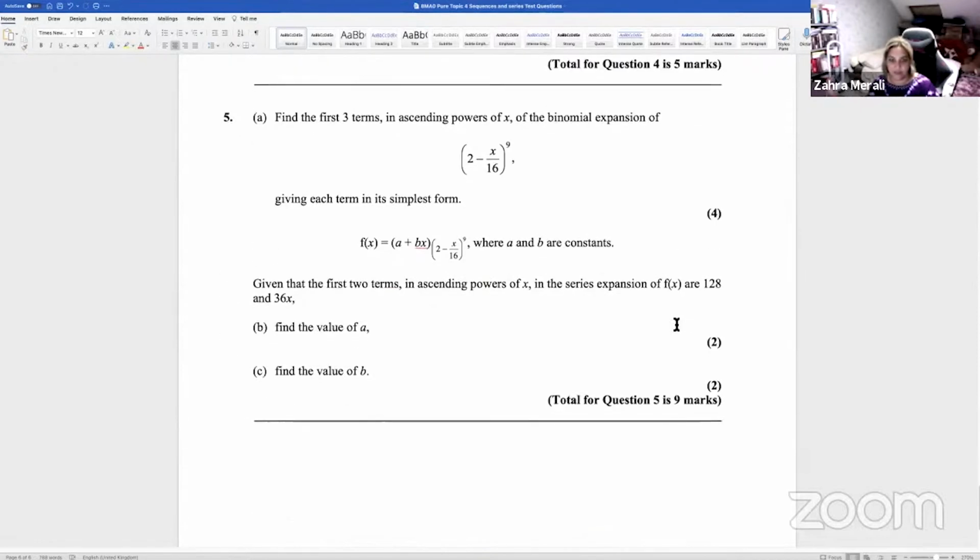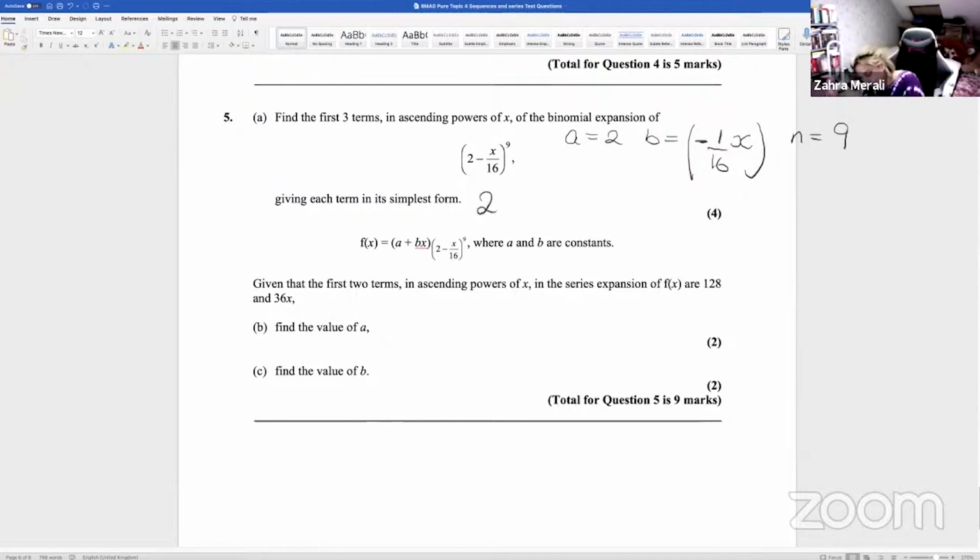Right, question 5. Find the first 3 terms in ascending order. It's just following the formula again, giving each term in the simplest form. Okay, so let's work through this one. A equals 2. B is x over 6. So you've got the sign, you need the minus. And N is 9. And you're going to substitute that into your formula.